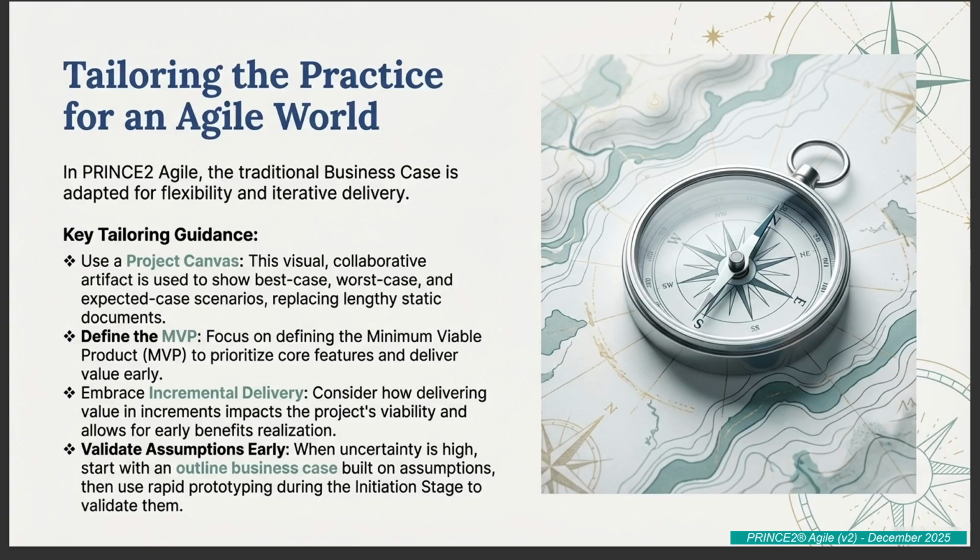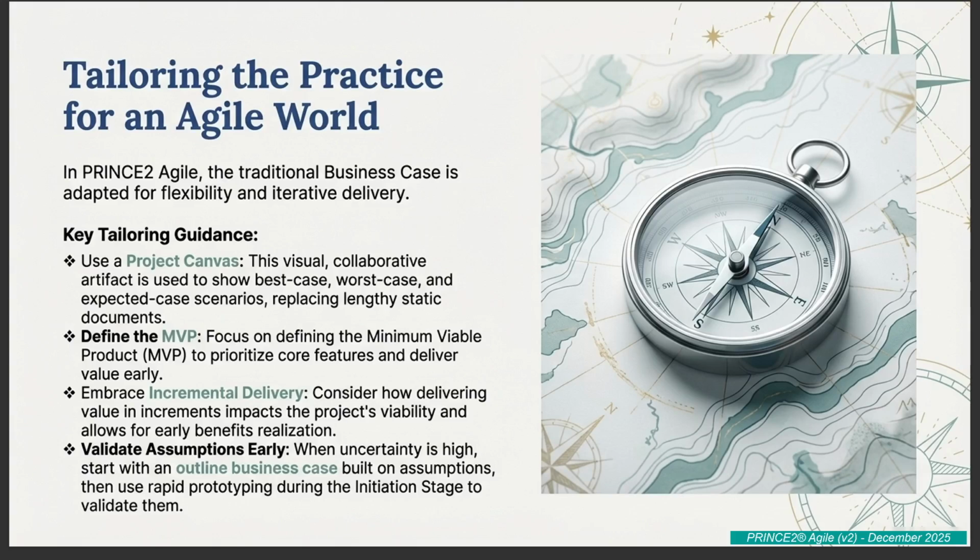So the guidance says you have to tailor. Let's break down the 4 main ways to do that. First up, instead of that massive document, we use a project canvas. The project canvas is the star of the show here. It's a visual, collaborative tool that gets the entire justification onto a single page. It replaces formality with visibility, and crucially, it doesn't just show the expected case, it captures best case, worst case. It keeps the justification alive and visible.